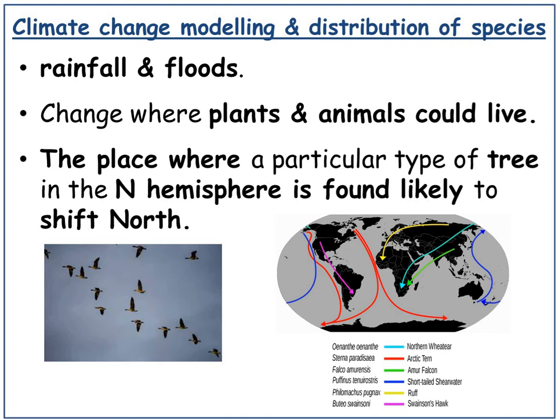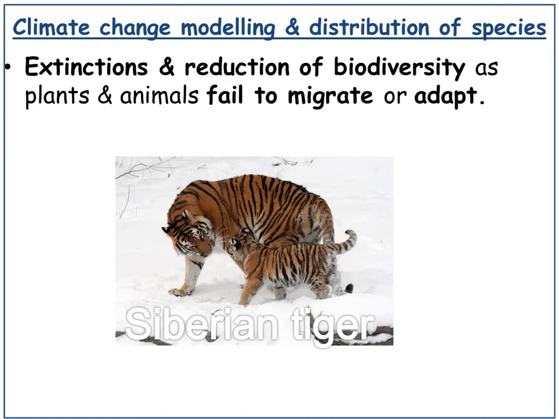If the climate does continue to get warmer, there could be more rainfall and more floods. There could be change in where plants and animals could live. The place where a particular type of tree species in the northern hemisphere is found is likely to shift north. And there could be extinctions and reduction in biodiversity as plants and animals fail to migrate or adapt.